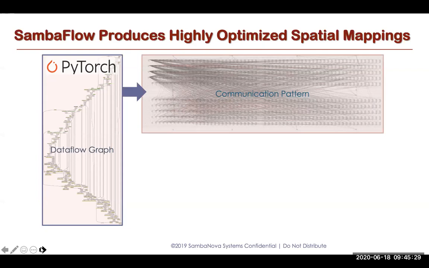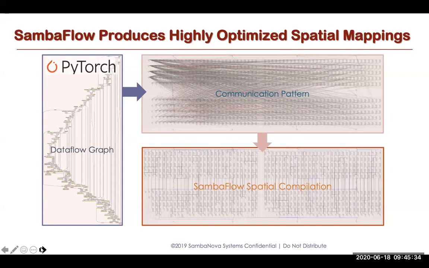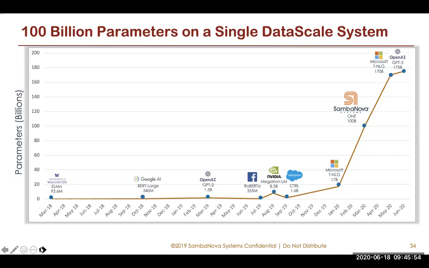However, if you analyze the graph and lay out the graph to optimize the data flow, then you can get a very, very regular layout, which gives you very high efficiency and very high utilization of the interconnect on the chip. And the result is that we can take a single data scale system, or even as small as a single RDU, and we can train models which have hundreds of billions of parameters in the model.